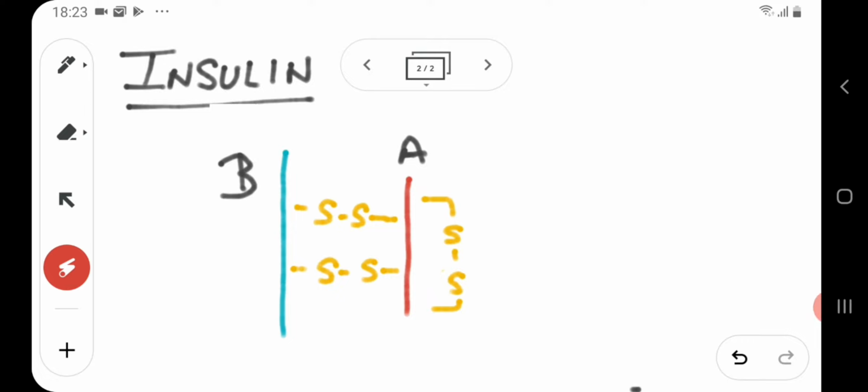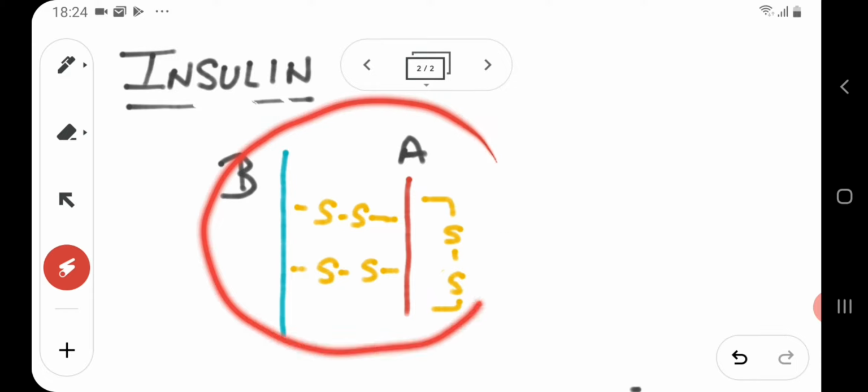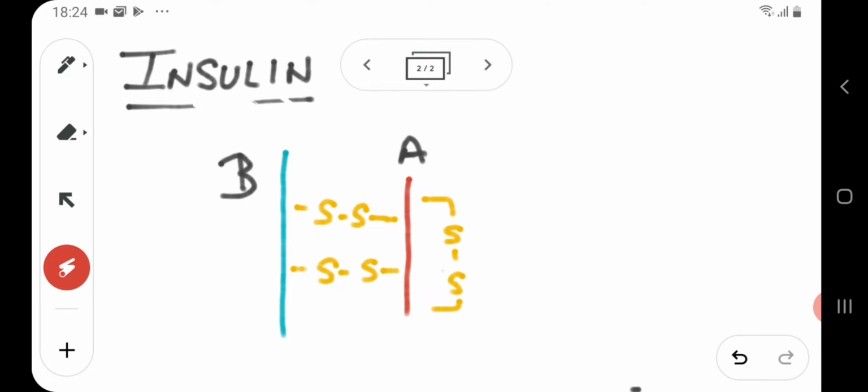That was about the introduction of endocrine pancreas. Now coming to insulin. Insulin is a hormone which is secreted by the islet of Langerhans. So this is the structure of the insulin. So this is B chain and this is A chain. So the insulin is a structure which contains 2 chains of amino acids, A and B. So these 2 chains are linked by a disulfide bridge.